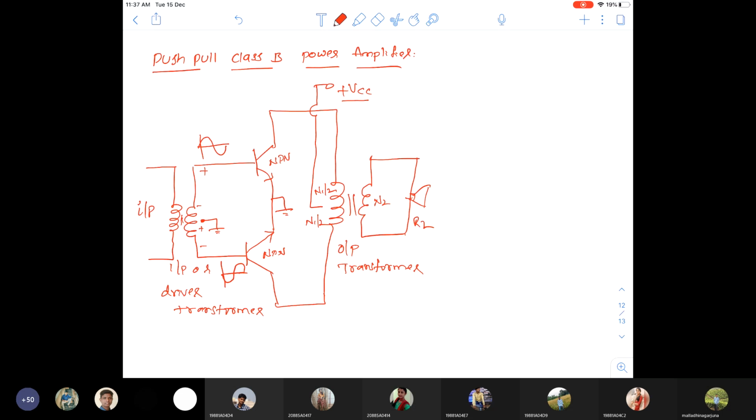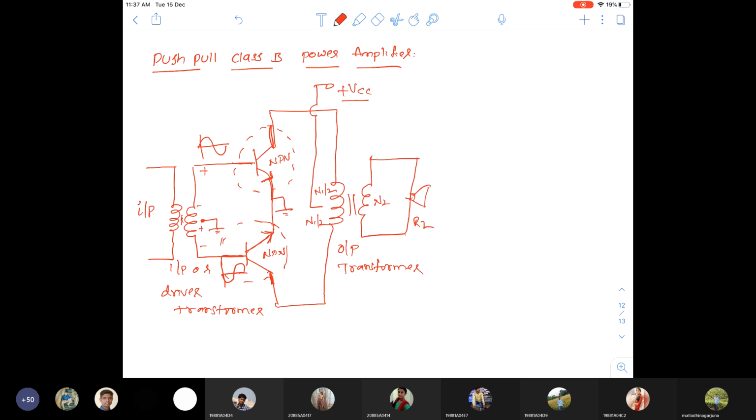And one more difference is, for NPN transistors we have to take plus VCC, and for PNP transistors we have to take a negative supply, minus VCC. Okay. Now see the construction here. This emitter is connected to ground, and here also the emitter is connected to ground. So the input is applied to the base and the output is the collector, and here also the output is the collector. So this is a CE configuration, and this is also a CE configuration.